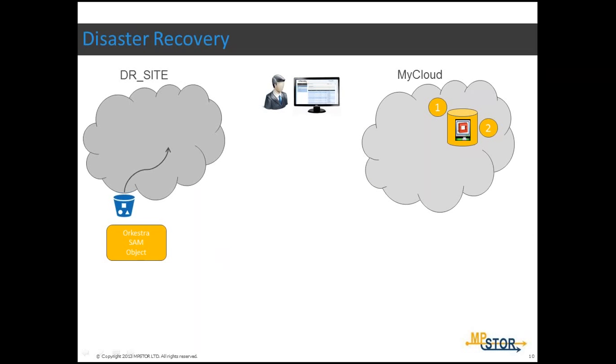So if we go back to our disaster recovery plan that we showed at the very beginning, what we've now done is this: we've now created an object store out on our DR site and tested that we can upload and download files to it. So this object store is now working.